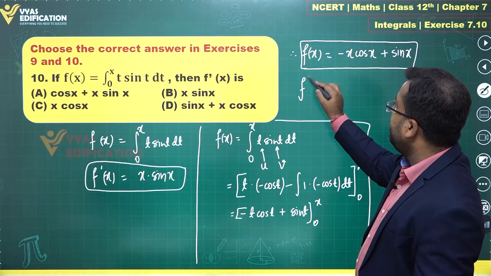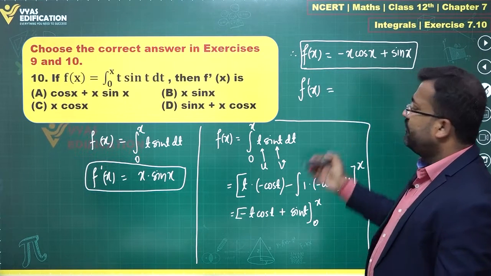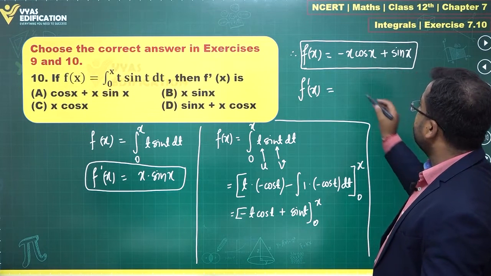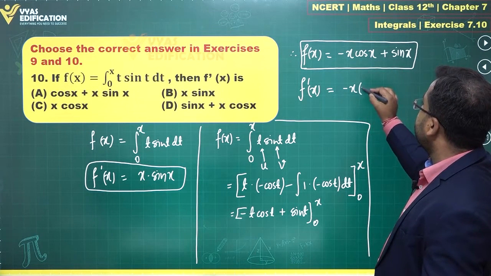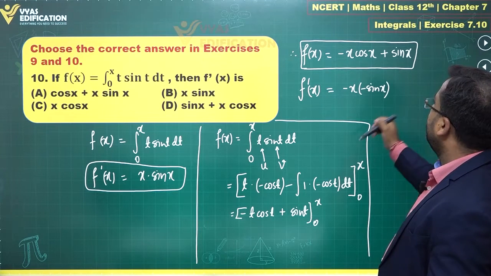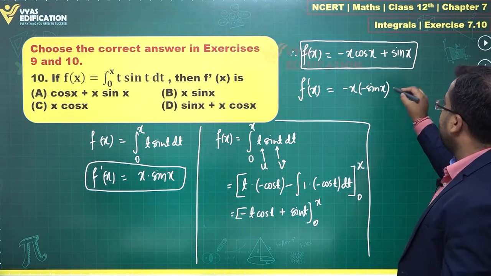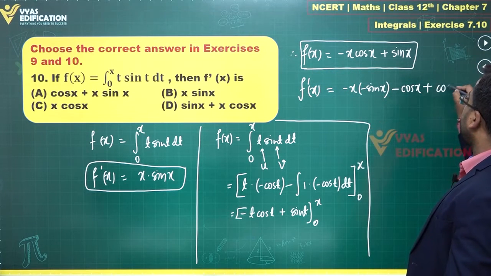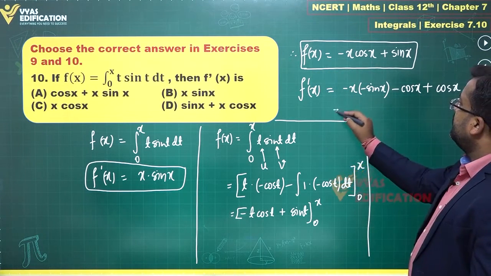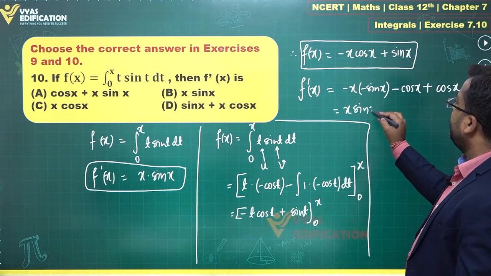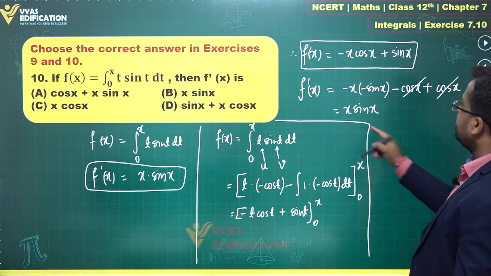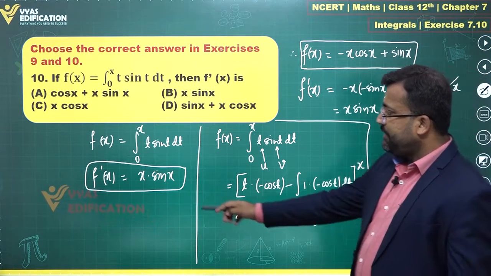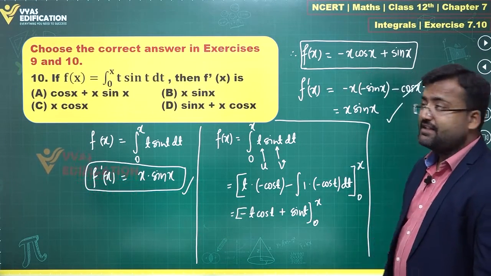And now you can find the derivative with the help of your general ideas. You can apply the product rule on this. So, minus x, the derivative of cos x is minus sin x. Derivative of x is 1, so this becomes minus cos x. Derivative of sin x is cos x. Okay, this becomes x sin x. And obviously this gets cancelled. So, f prime x is nothing but x sin x.